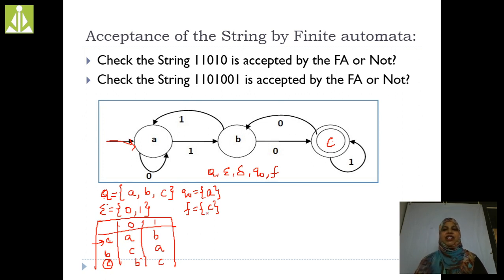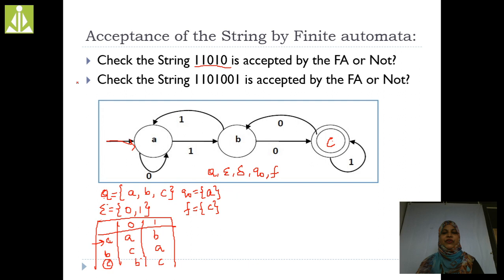Now, we are going to check whether the given string is accepted by the finite automata or not. How do we check? If we reach the final state while processing the string, then the string is accepted. In the first example, the string is 11010. If we reach the final state, this string is accepted by this finite automata.